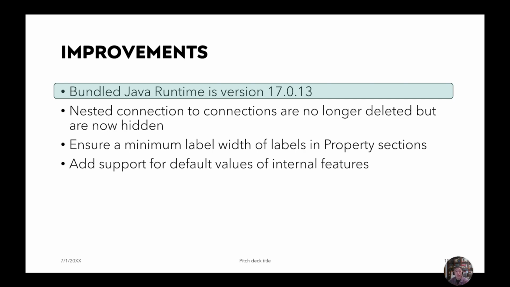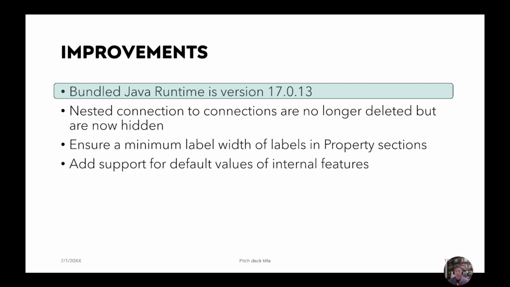The second one links to the last point in the new features: nested connection to connection are no longer deleted but just hidden. I believe these two are connected to each other, but I haven't been able to show that. Maybe later on I can add some demo afterwards.